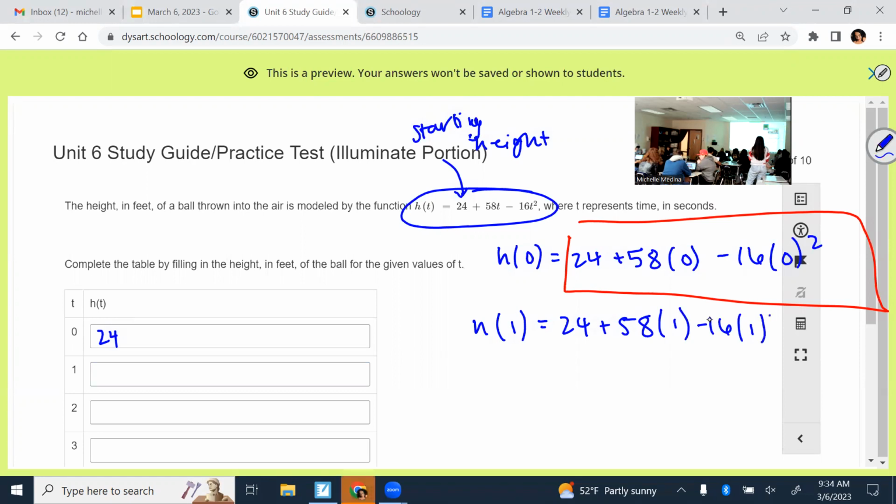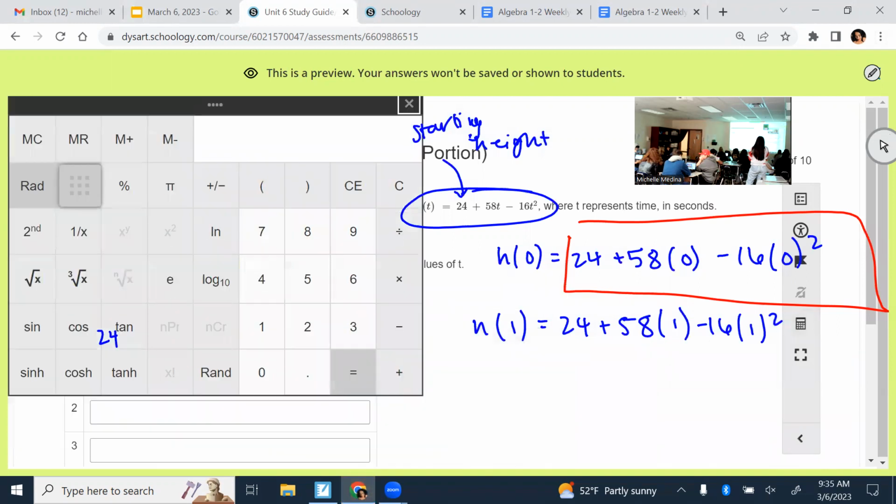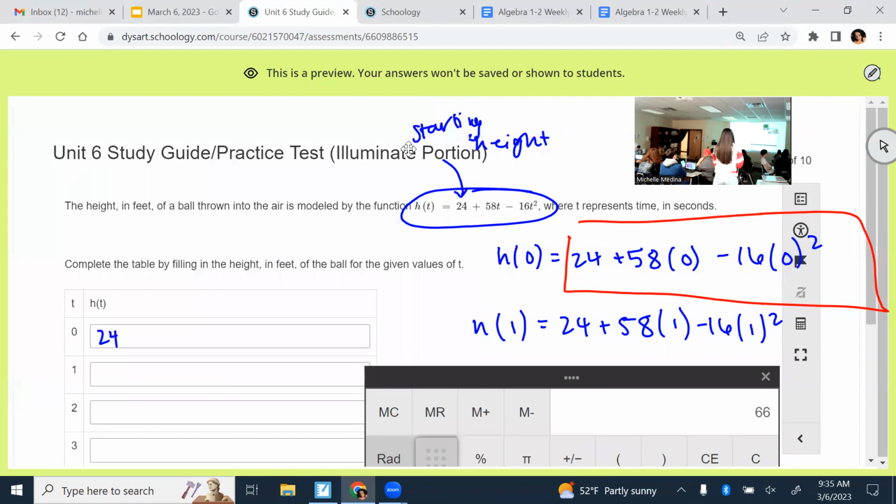And let the calculator do the work for you is what I would suggest. So this one would be 24 plus 50 parentheses 1. Anytime you plug something in, always use parentheses. Minus 16 parentheses 1 squared. Here's a square, but otherwise it's like shift 6 on your keyboard, and it's that little upward arrow. That's what it looks like before you press enter. And we get 66 for that first one.